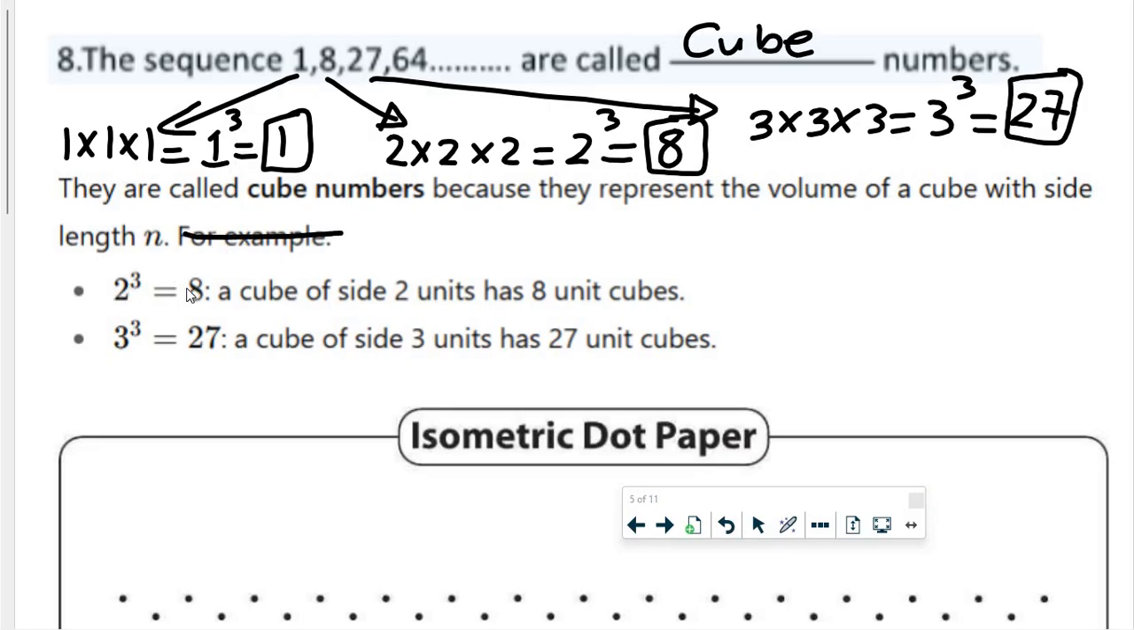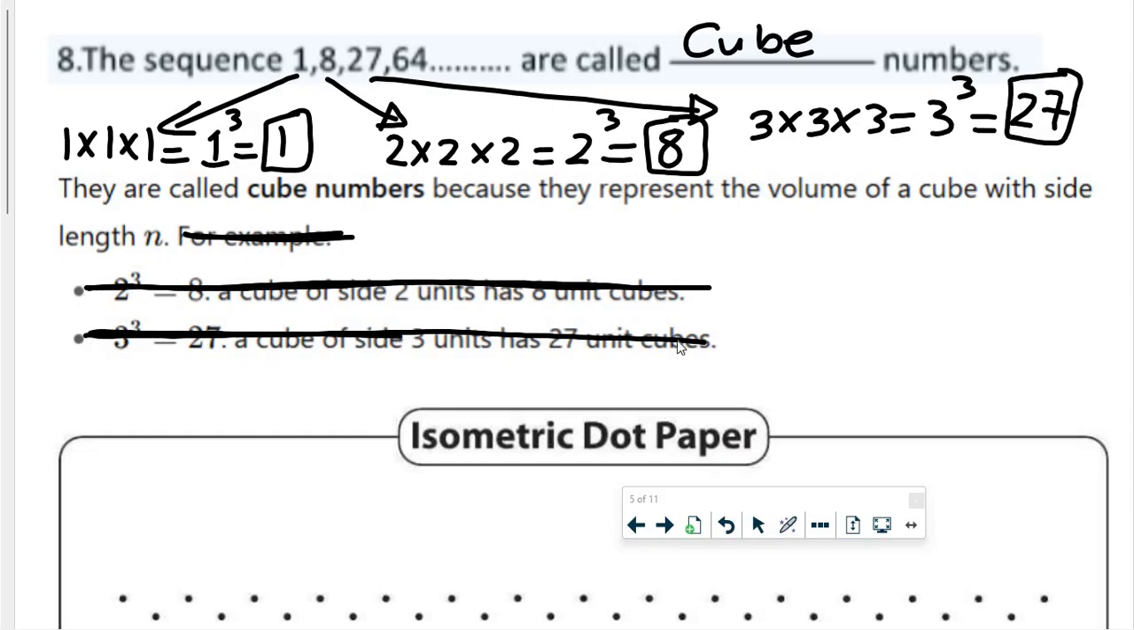This example and all this is not important. So just say, why are they called cube numbers? Because they represent the volume of a cube with side length n, right? So this is not that important at your level. But the reason why they are called cube numbers is because they represent the volume of a cube with side length n.